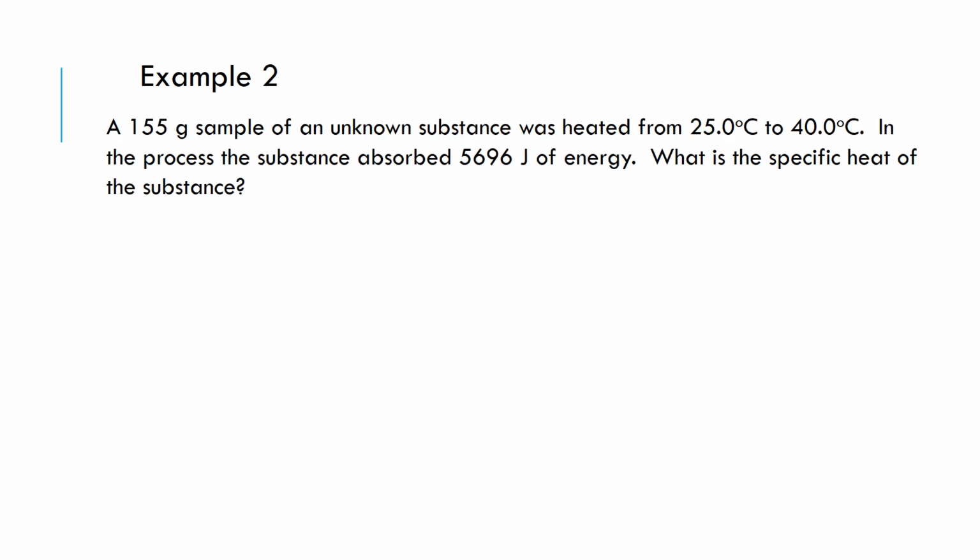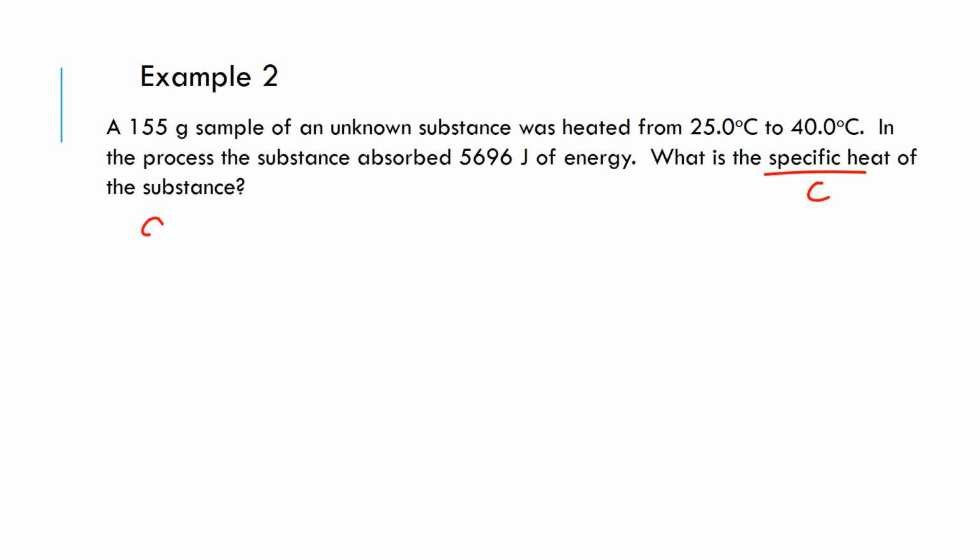All right, the next example, I want you to do all on your own. It says a 155 gram sample of an unknown substance was heated from 25 to 40 degrees Celsius. In the process, the substance absorbed 5,696 joules of energy. What is the specific heat of the substance? All right, so it's asking us for specific heat, which is lowercase c.